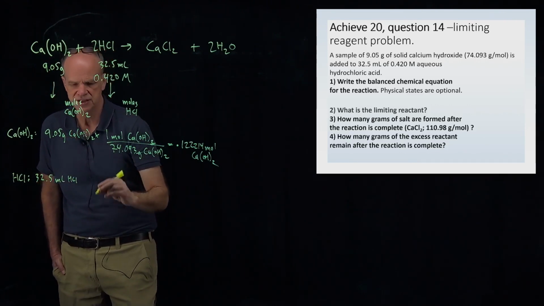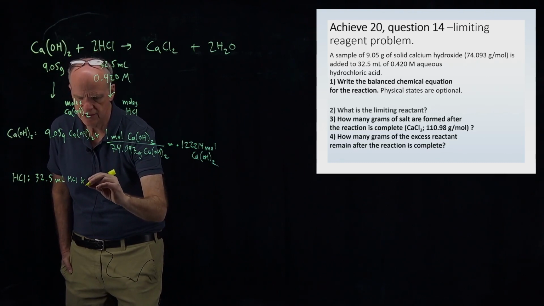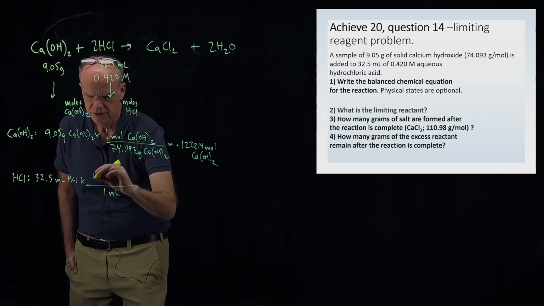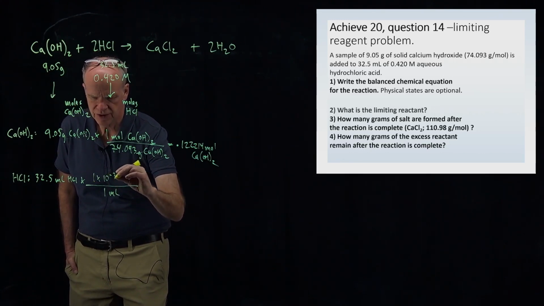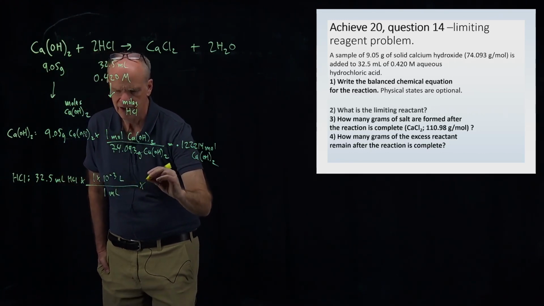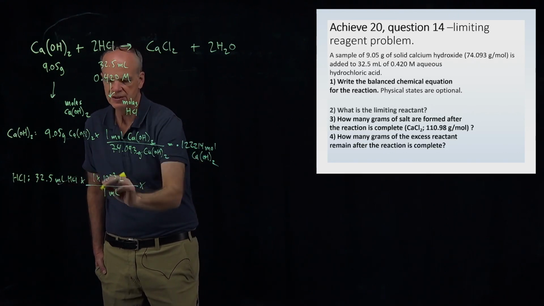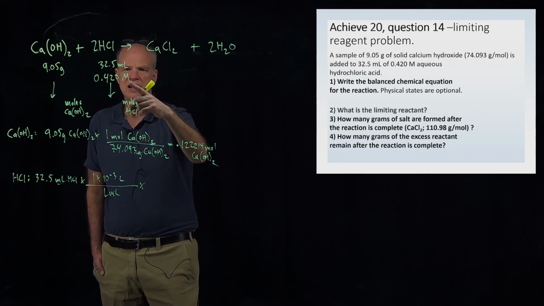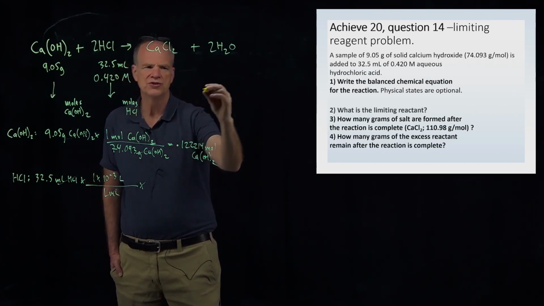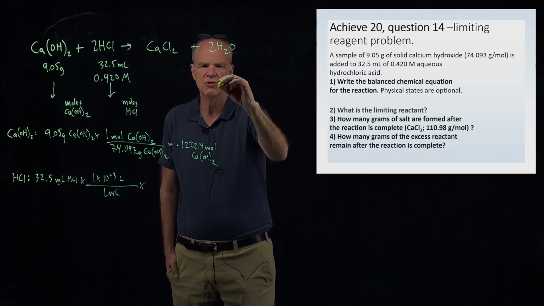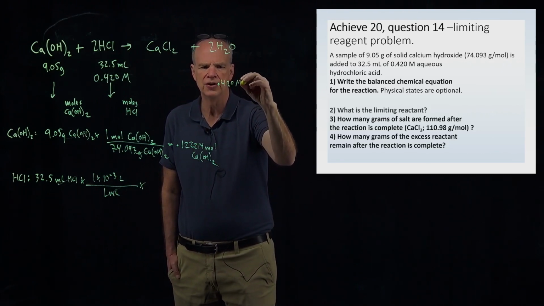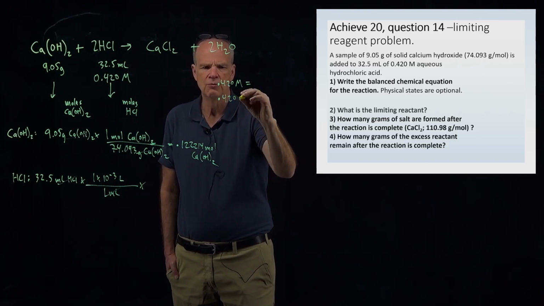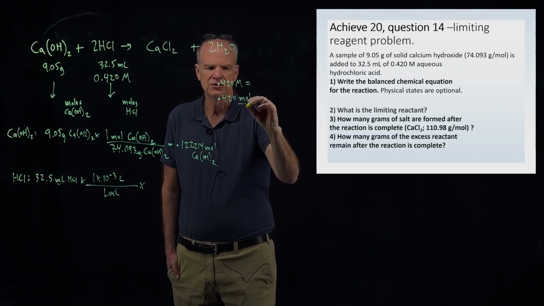Let's get that into liters. So I write here 1 milliliter, 1 times 10 to the negative 3 liters. And then how do you take something in liters and get this into moles? Well, they gave you a concentration, which is 0.420 molar. So let me talk about what that means over here. So we have 0.420 molar means the same thing as 0.420 mole per liter.